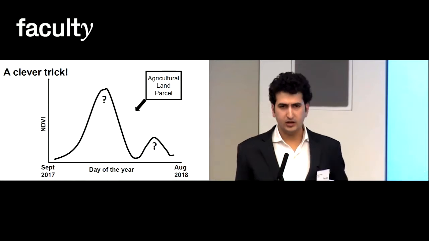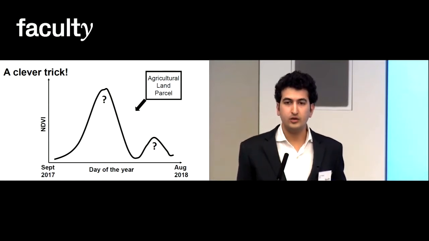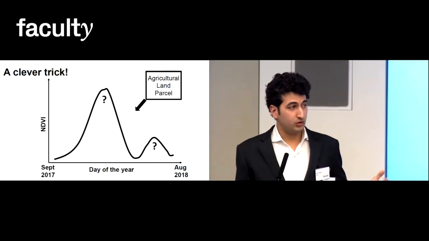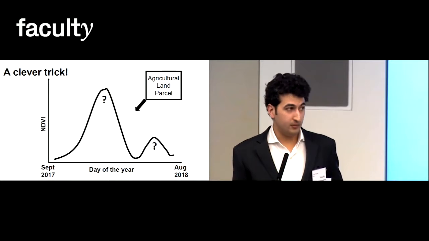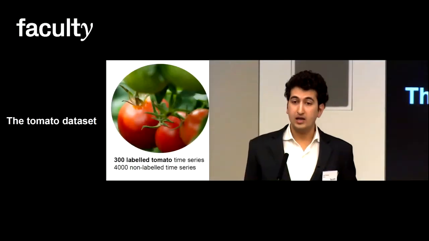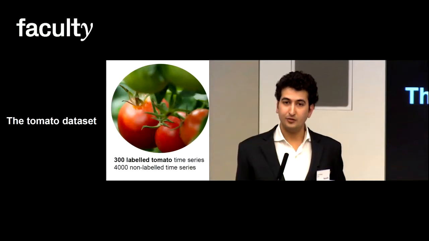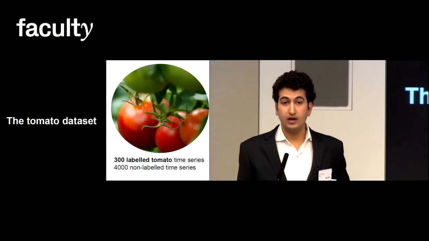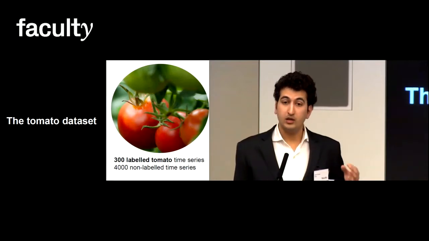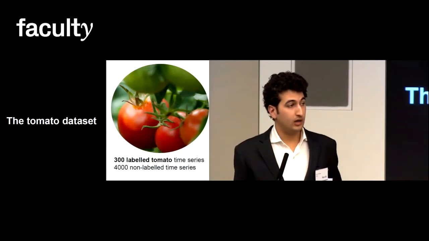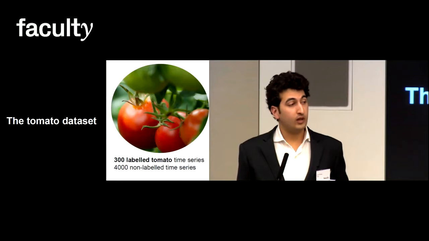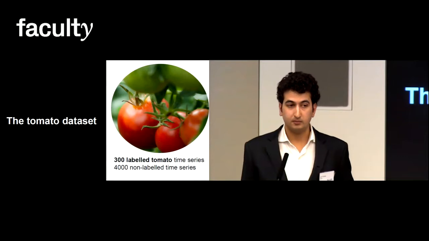Now in the slide, you can see an example of an NDVI time series for a single agricultural land parcel over the period of a year, and you can see that there were two crops growing over the year. So for my initial fraud detection system, I was asked to focus on the recognition of tomato crops in Malta. And to do this, I had available 300 labeled NDVI time series containing known tomato crop signatures, as well as 4,000 other non-labeled cropland NDVI time series.